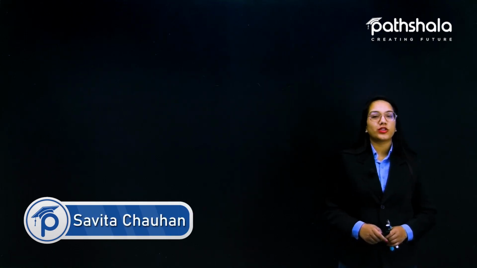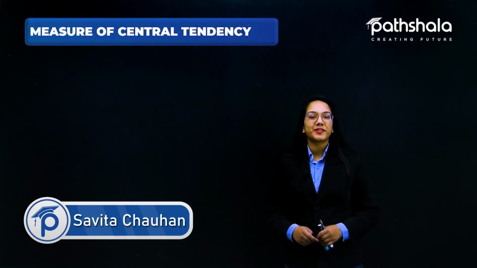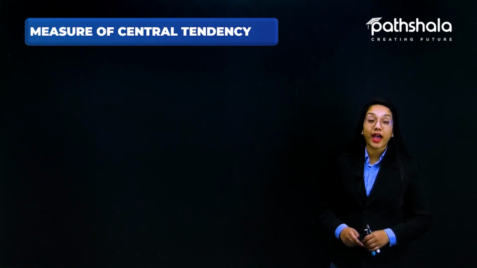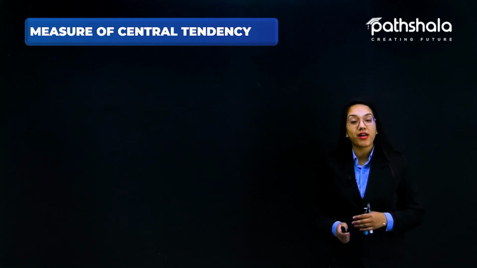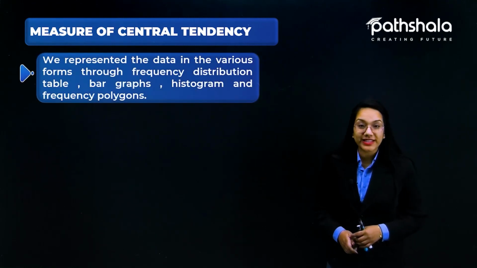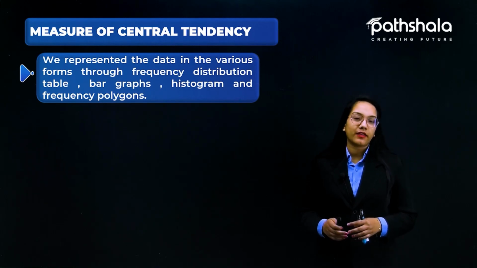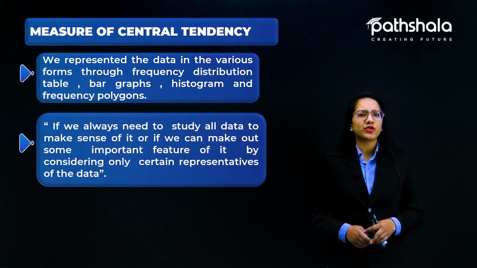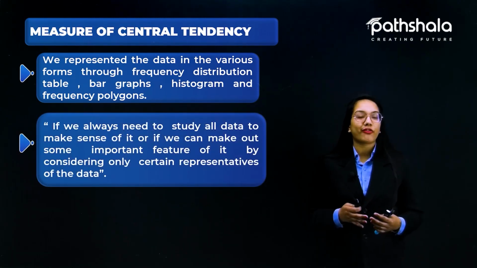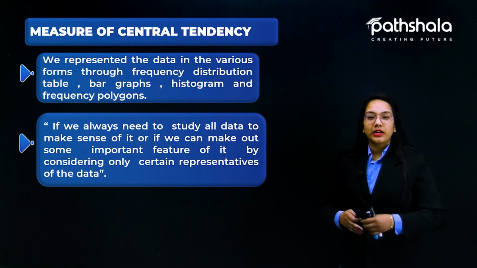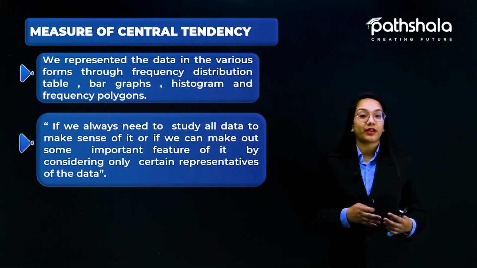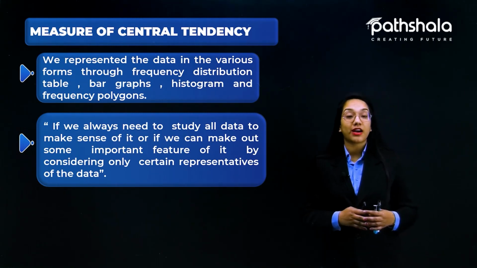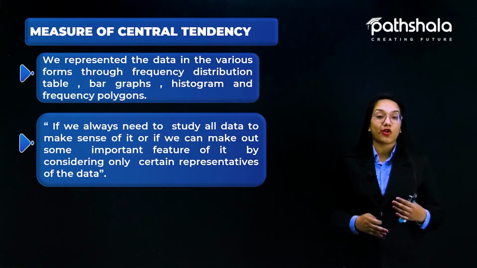Let's move on to the new topic, which is called the measure of central tendency. As we are done with the graphical representations, in which we represented the data as a bar graph, a frequency polygon, a histogram, and in many other ways, the question arises: is it necessary to always study all the data to make sense of it, or can we consider a certain representative that can represent the whole data? This is the question that arises after the graphical representations of the data.